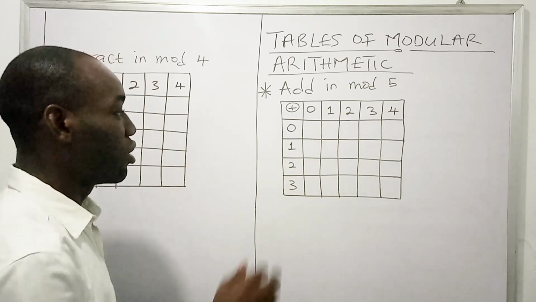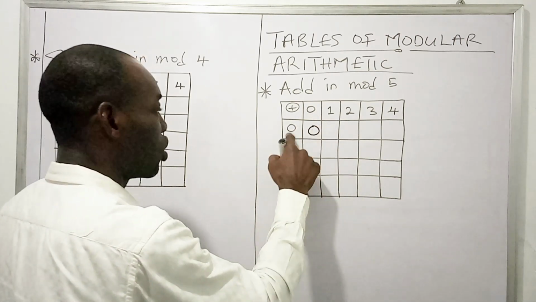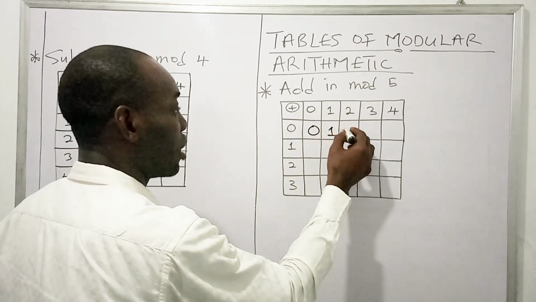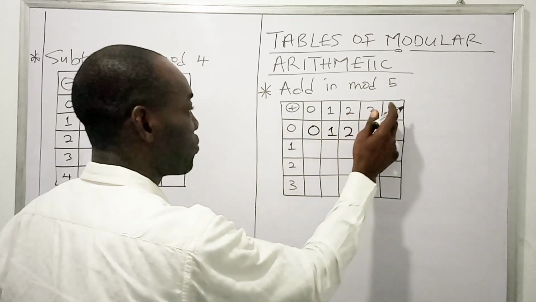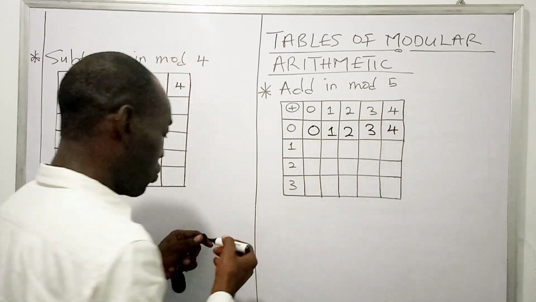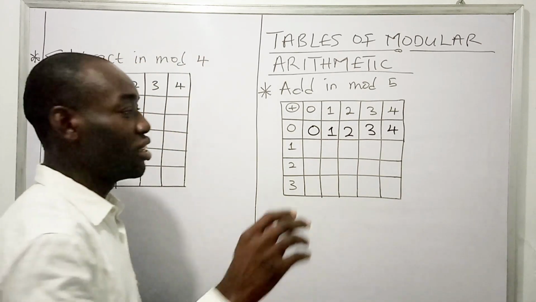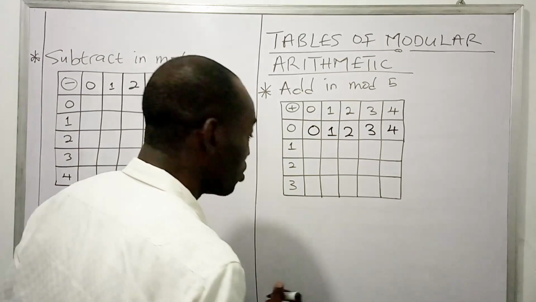So let's begin now. 0 plus 0, that will give us 0 here. 0 plus 1, that will give us 1. 0 plus 2, that's 2. 0 plus 3, that's 3. 0 plus 4, that's 4. The reason we are putting the sum here just the way it gave it to us is simply because the sum is not up to the required mode. Now let's get to the next row.